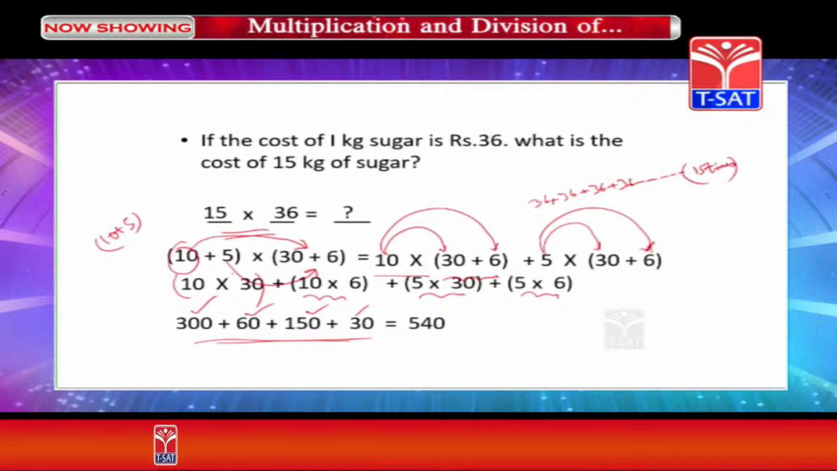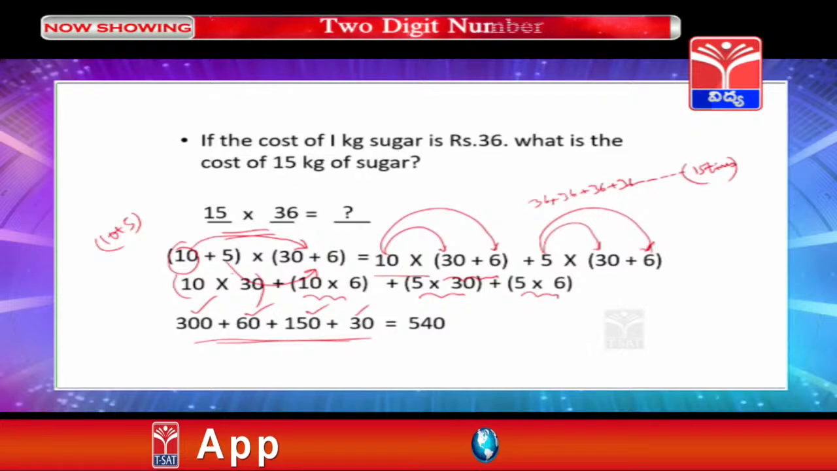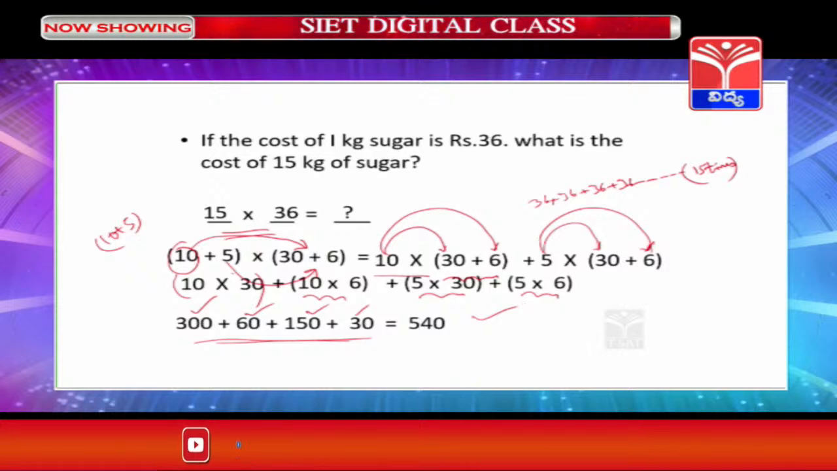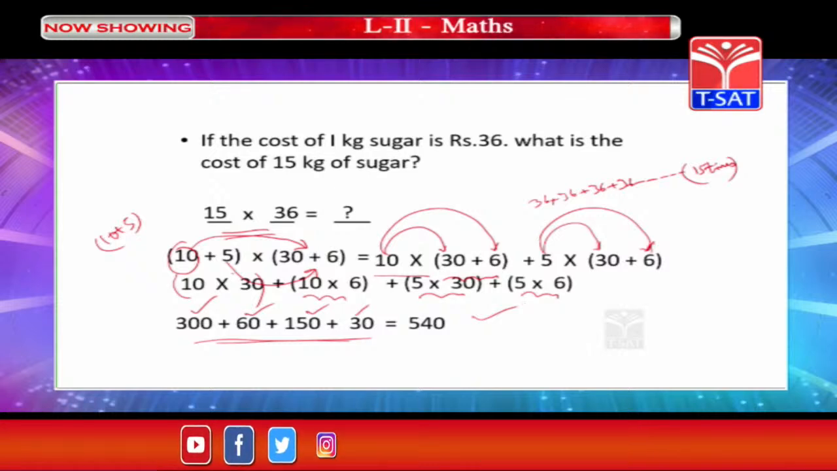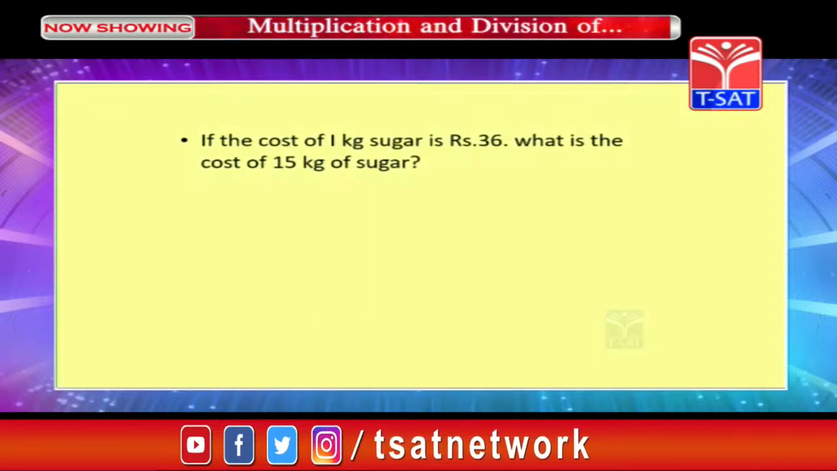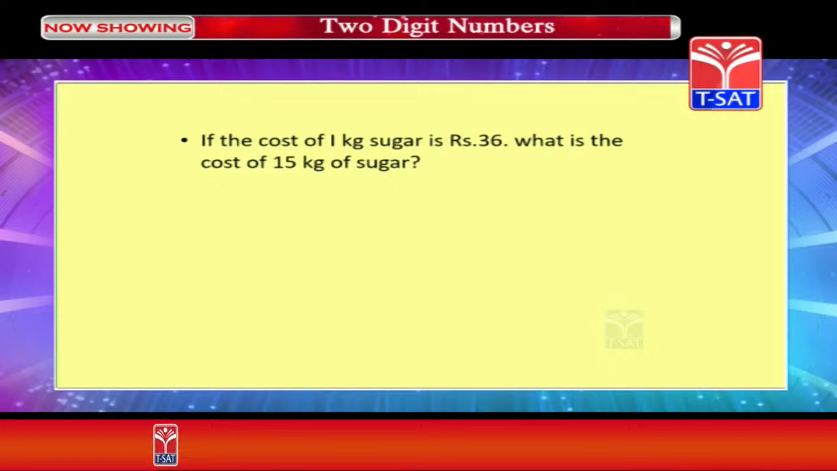That means we are adding 36 fifteen times, but it looks like a somewhat bigger process, no? So, we move to the standard method. Okay. Next, we will see on the screen: if the cost of 1 kg of sugar is 36 rupees, what is the cost of 15 kg of sugar?